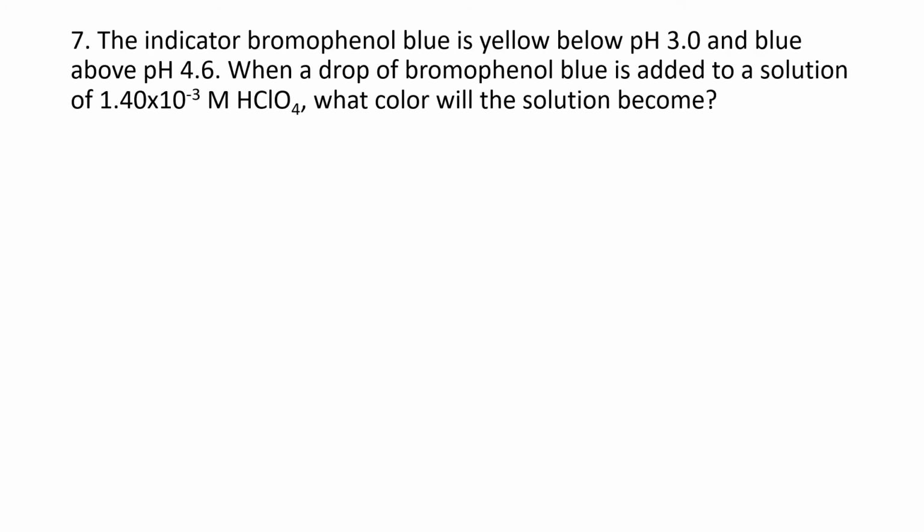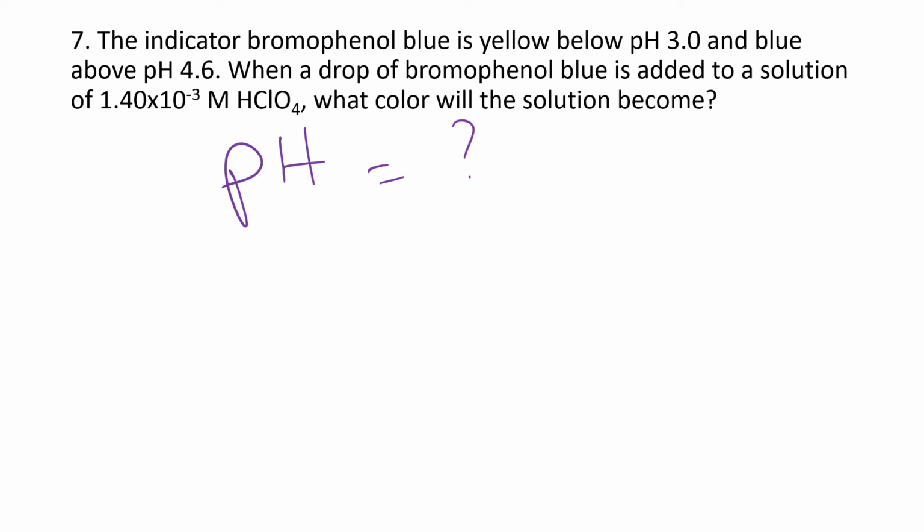Chapter 17, question 7 says the indicator bromophenol blue is yellow below pH of 3 and blue above a pH of 4.6. Then it says we've added a drop of bromophenol blue to a solution of 1.4 times 10 to the minus 3 molar HClO4. What color will the solution become? So essentially we need to know what the pH is. If we know what the pH is, we can decipher what the color is.